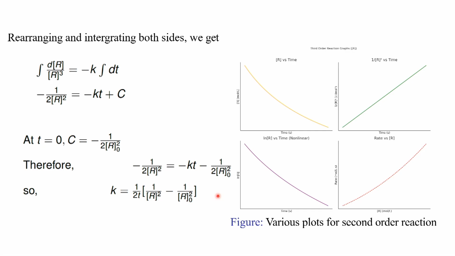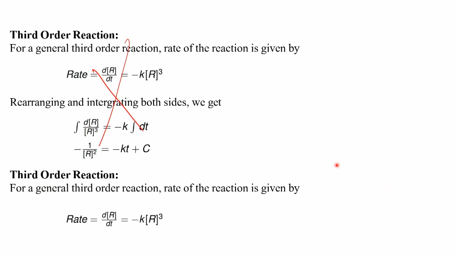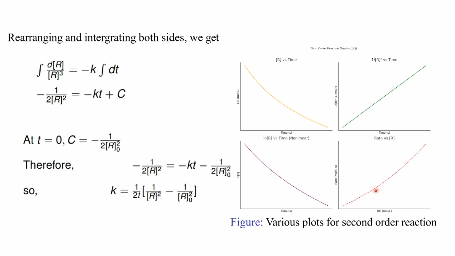So if we now plot concentration of r versus time, again we get this kind of plot. But if we plot 1 by concentration r raised to the 2, we get a straight line with positive slope like this. And if we plot ln r versus time, we get this kind of plot. And when we plot rate versus concentration of r, we get this kind of plot. So these are the plots for the third order reaction.